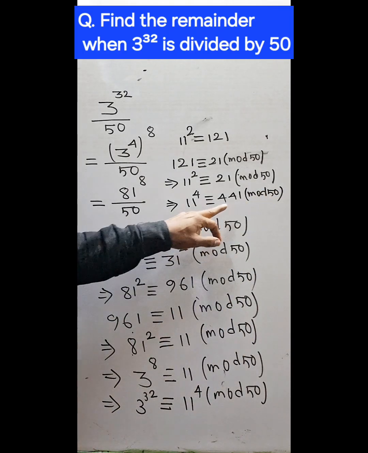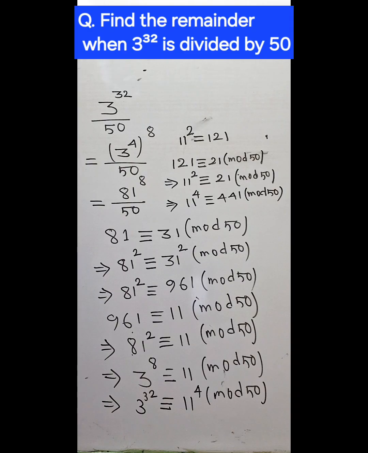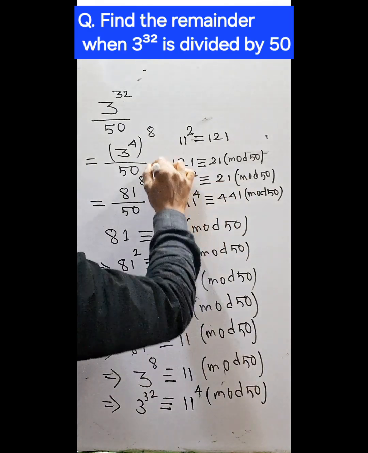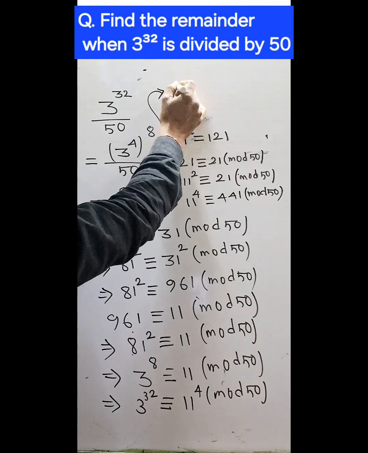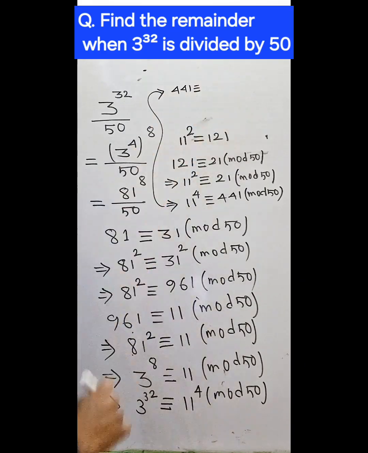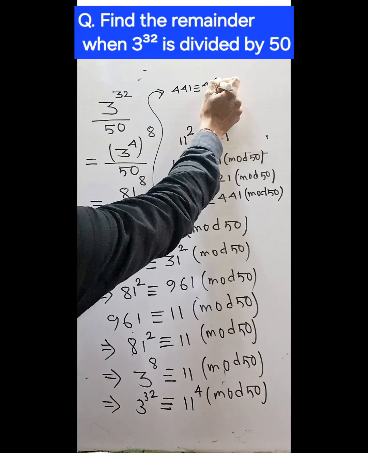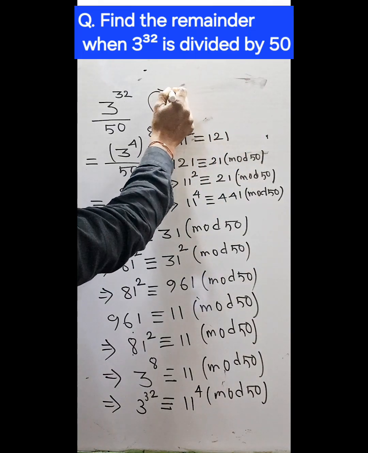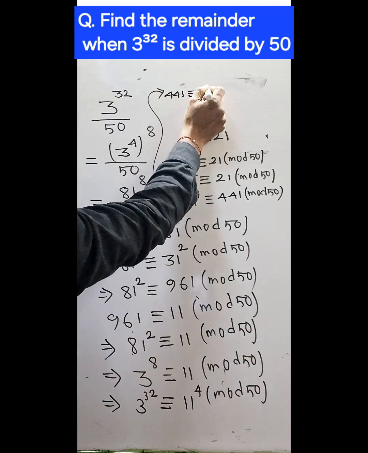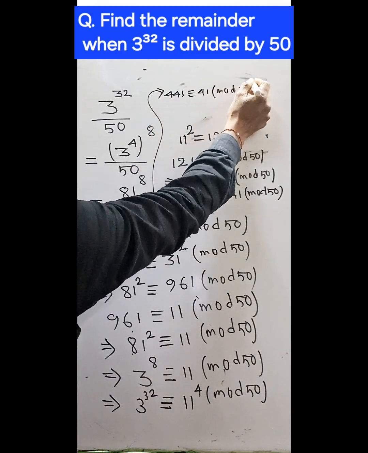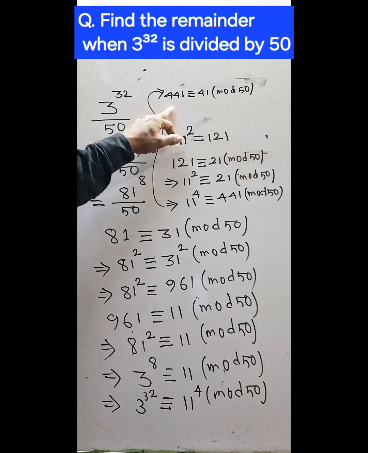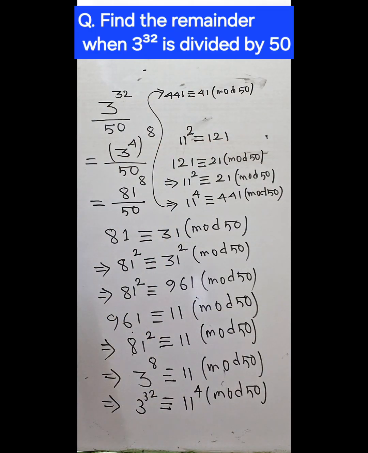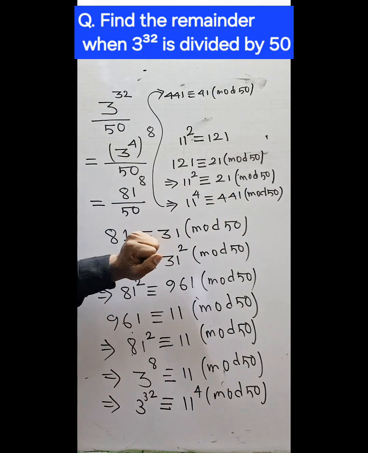Now you divide 441 by 50 in order to get the remainder. So let me do it here. See, 441 is congruent to, and if you divide it by 50, the remainder will be 41 modulo 50. Let me write here: 441 is congruent to 41 modulo 50. It means if 441 is divided by 50, remainder is 41.